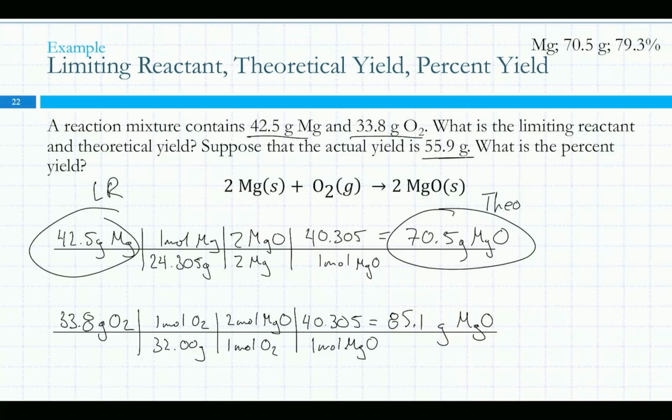Now, if I wanted to find the leftover of the oxygen, because I ran out of the magnesium first, that means that there's going to be some oxygen left over. I would just do another stoichiometry problem, going from magnesium to oxygen. Remember, from one reactant to another reactant says how much of this other reactant gets used. Subtract that from the starting amount, and that tells you what your leftover is.